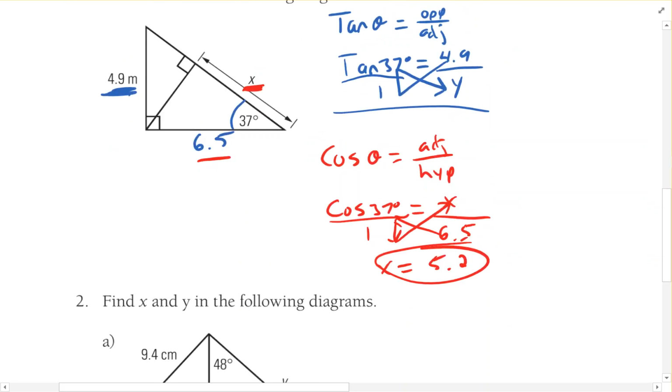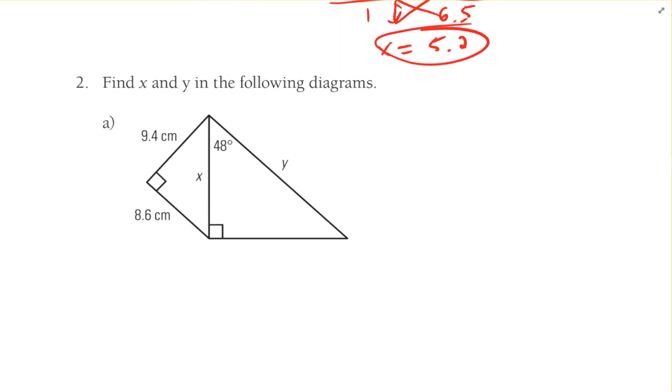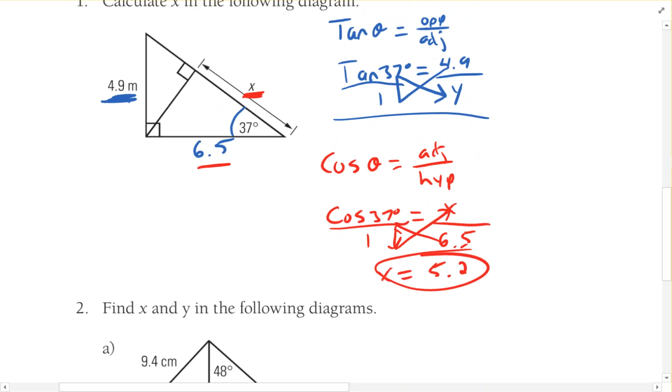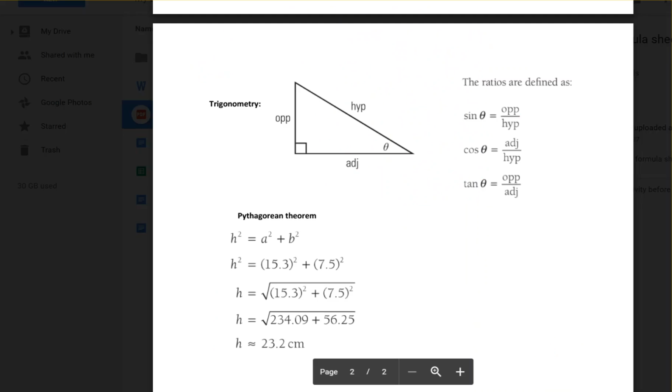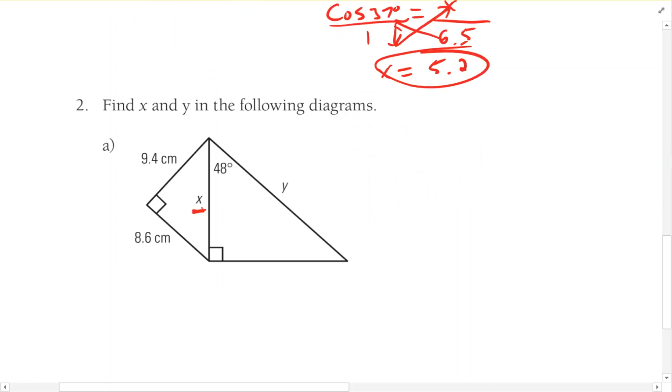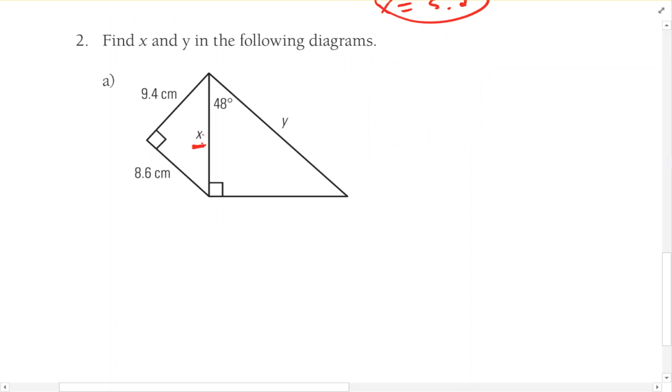Alright, number 2. So now we are going to have to start to use some other methods here too. So not only just using our SOHCAHTOA stuff, or our trig identity, that's this stuff I'm talking about over there. Now we might also need to use Pythagorean Theorem. So you can see here, if I'm solving for x, well, that's as easy as a squared plus b squared is equal to c squared.